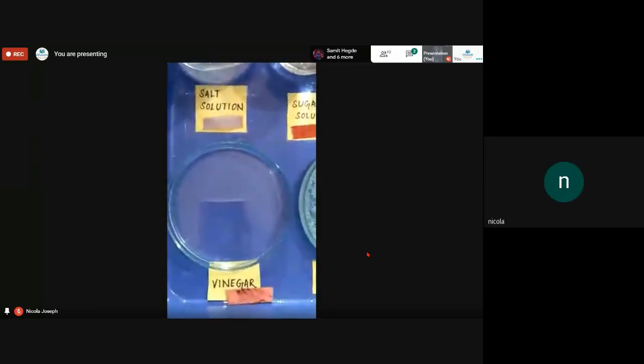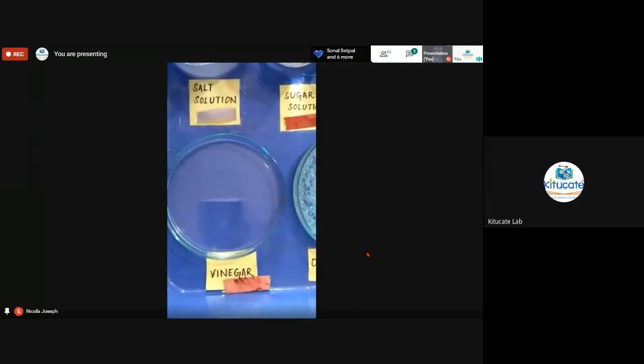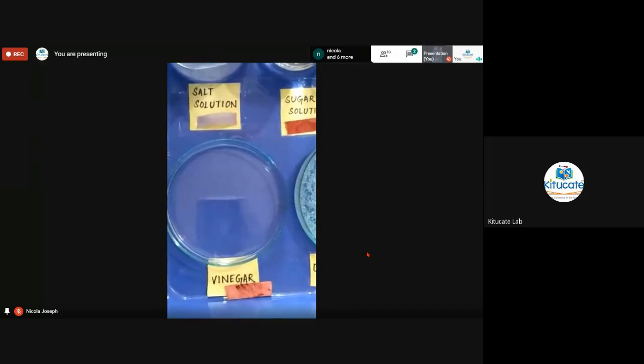This is vinegar. But when we use turmeric, then base is changed into red. No, whatever I told you is true only for the litmus test.